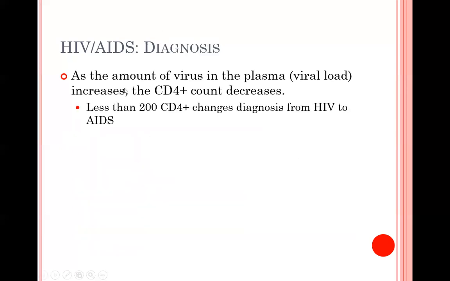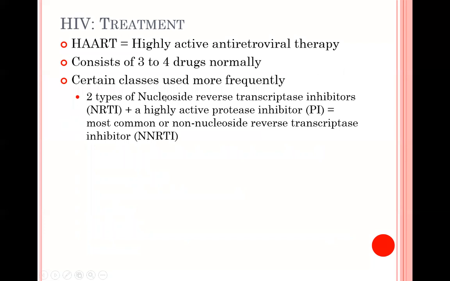So as the amount of virus in the plasma, in the blood, the viral load, increases, the CD4 count will decrease. Basically, somebody is considered to have converted from HIV to AIDS if their CD4 count is below 200. You always hear, do they have AIDS or do they have HIV? Well, it's based on their CD4 count, and it has to be less than 200.